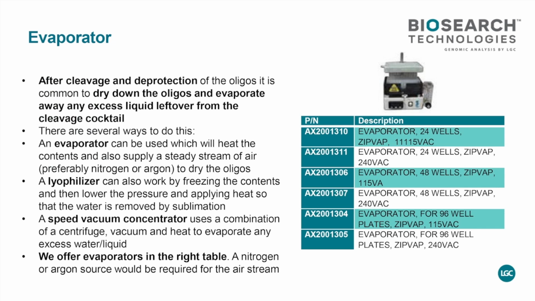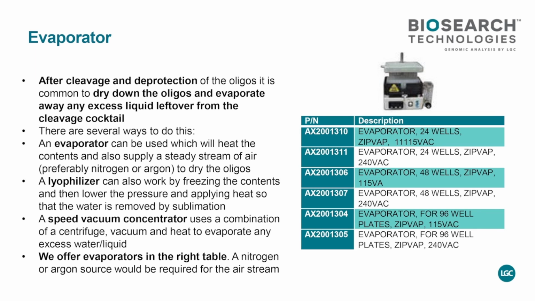So after you're done with all this cleaving, deprotecting, now what you have left is your ammonia, the smelly substance. How do you get rid of it? What you want to do is dry your oligo, lyophilize it, evaporate it. There are different terms for that. So what you need to do is pick a drying or lyophilization equipment to meet your needs.